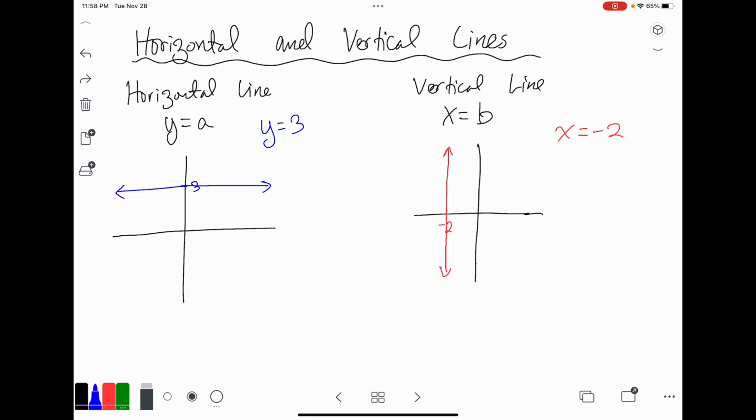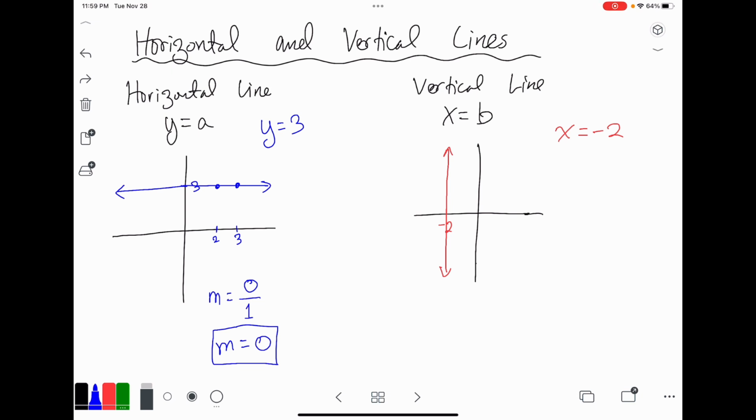Now, the slope of a horizontal line is very interesting because notice there's no rise. So let's say, for example, we wanted to find the slope between these 2 points. So notice that the rise is 0, but the run is 1. Therefore, the slope is 0. All horizontal lines will always have a slope of 0 because there is no rise. So if there's no rise, you will have a slope of 0.